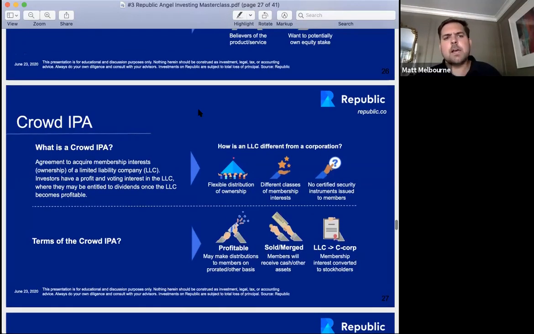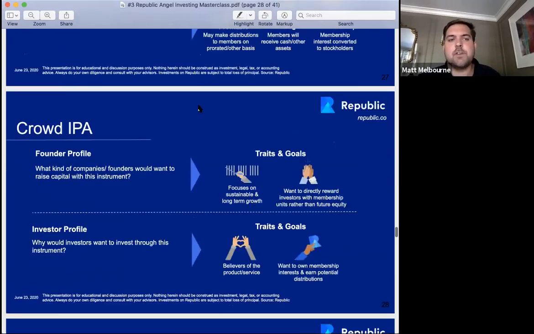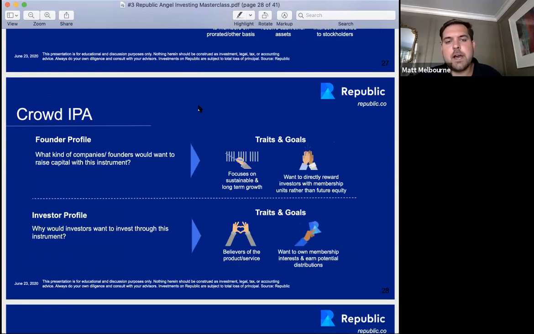So a crowd IPA means you're purchasing membership interests in an LLC, and it allows for different classes of membership interests, and there's no certified security instruments issued to members in that LLC. And there's flexible distribution of ownership. The kind of company that is a good fit for this is, for the most part, small businesses that are raising on Republic that aren't necessarily looking for that big exit.